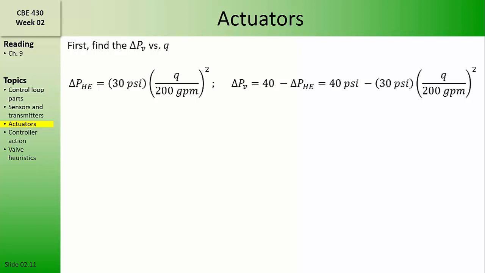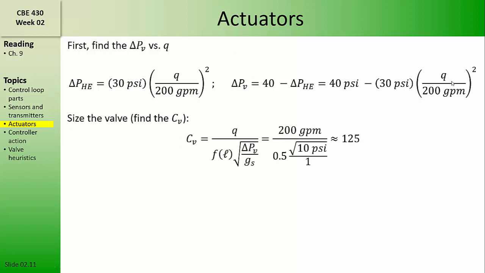If we assume that the pressure drop across the heat exchanger is proportional to the square of the flow rate, then the delta P across the valve must be 40 psi, the head pressure at the pump, minus the delta P across the heat exchanger. So the delta P across the valve is a quadratic function of the flow rate Q.